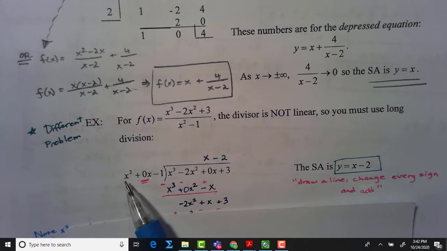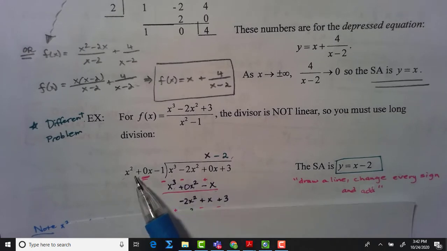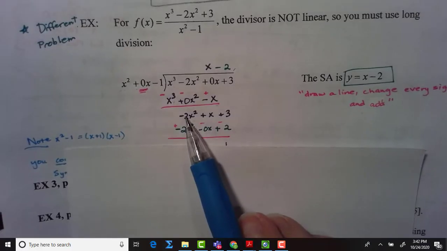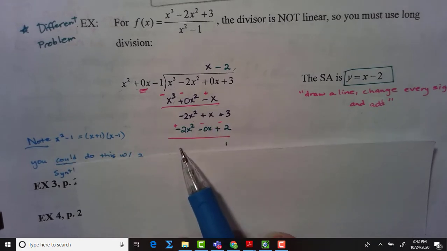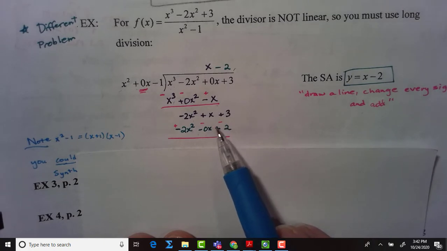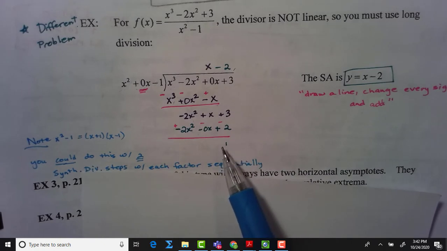Now what do we need to multiply x squared by to get negative 2x squared? A negative 2. Negative 2 times x squared is negative 2x squared. The whole reason for doing that is to get this, so you should have done that right. Negative 2 times 0 is negative 0x, and negative 2 times negative 1 is plus 2. Draw a line, change every sign, and add. Negative 2x squared plus 2x squared drops out. Positive x minus x drops out. Positive 3 minus 2 leaves me 1. This would be my remainder.